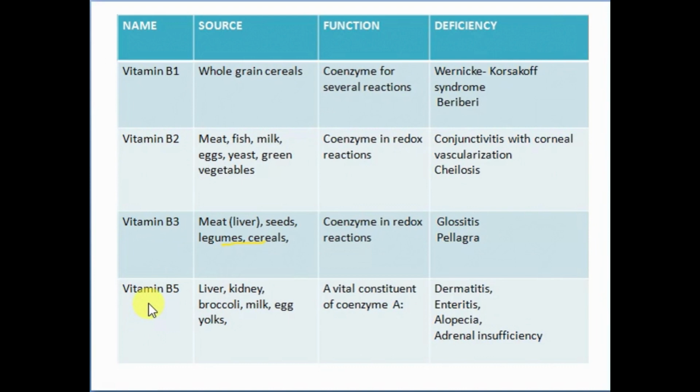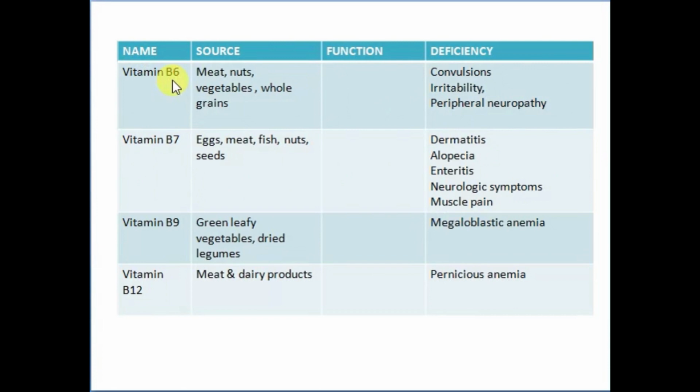Then if we talk about vitamin B5, this is the source, and these are the deficiencies: alopecia, dermatitis, enteritis. So these are the diseases. Adrenal insufficiency, so deficiency of vitamin B5 causes these things. Then we'll move to our next slide.